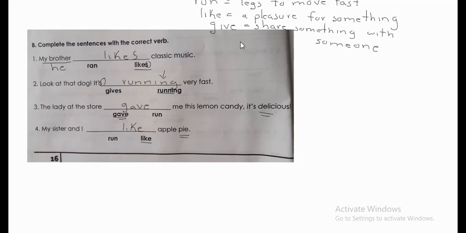So we are going to continue practicing with these verbs. Don't worry, but we are going to do that tomorrow.